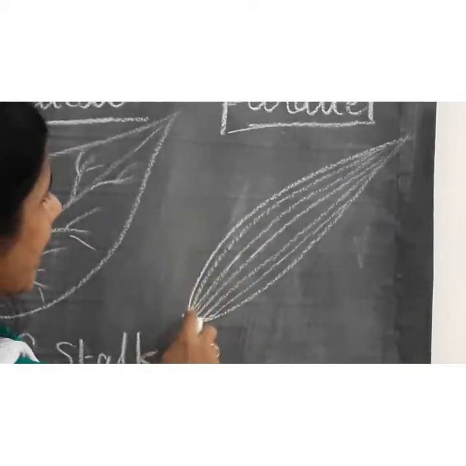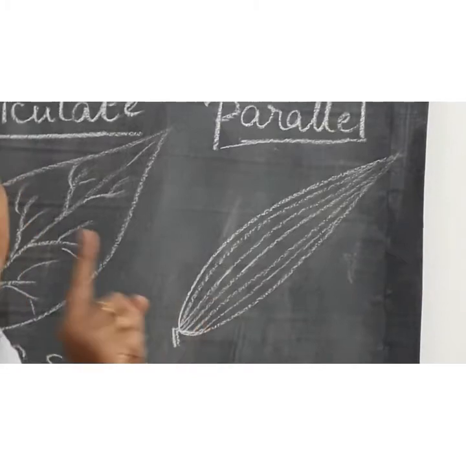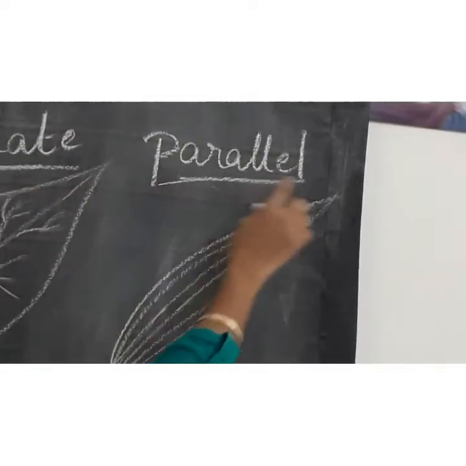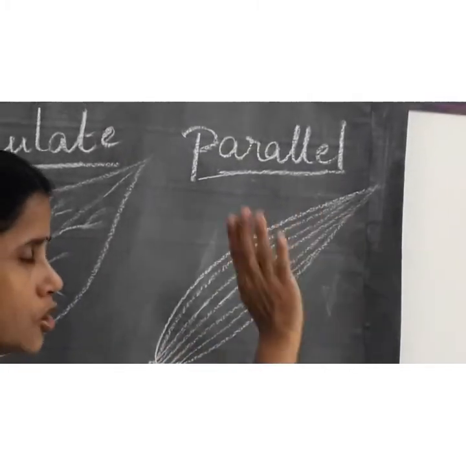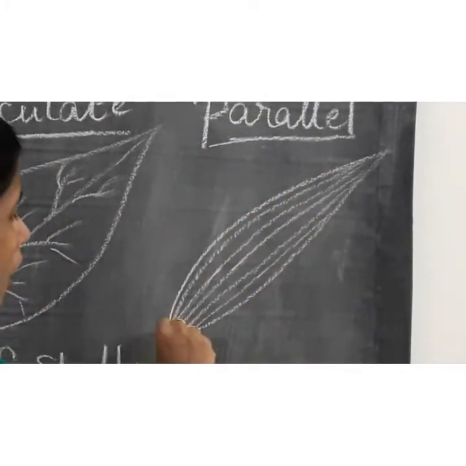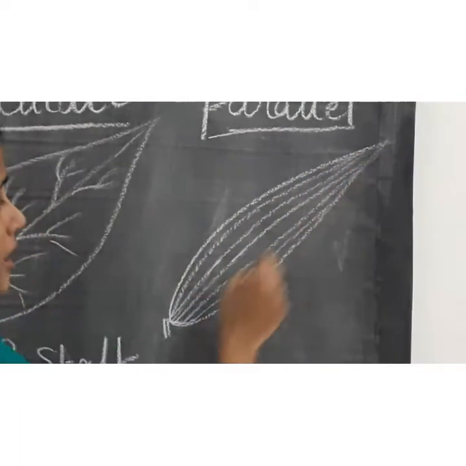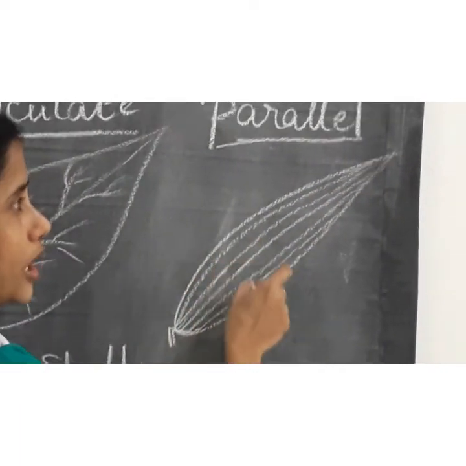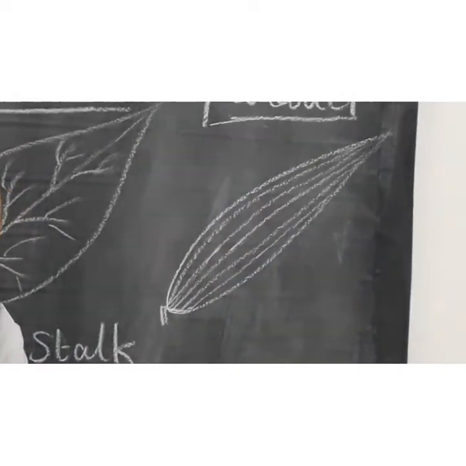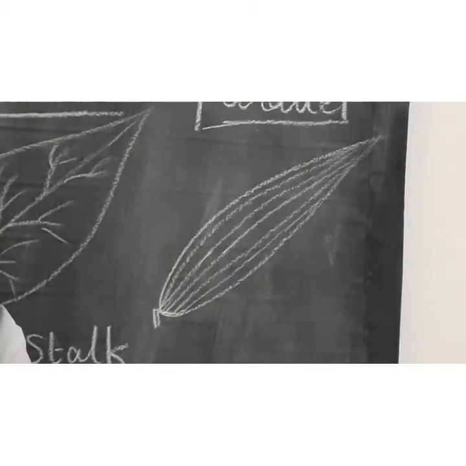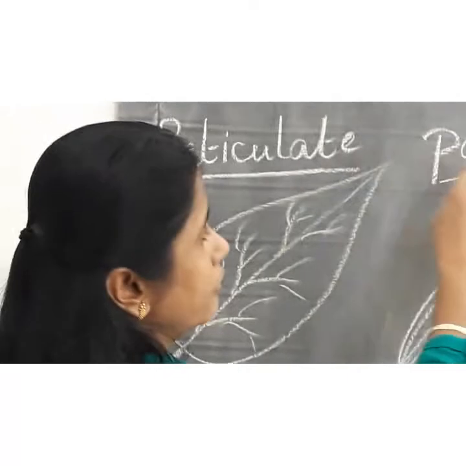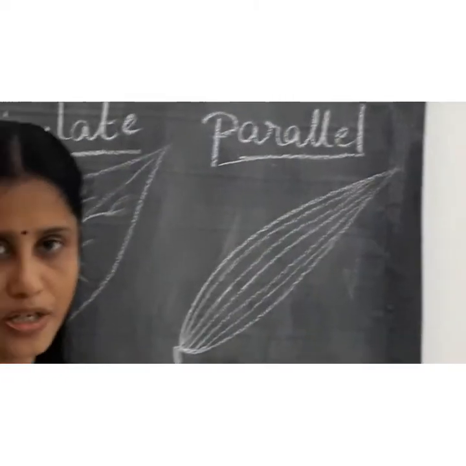So the parallel arrangement of veins in a leaf is called parallel venation. Here there is no main vein. All veins start from the leaf stalk and end in the tip of the leaf. So we have studied what is meant by reticulate venation and what is meant by parallel venation.